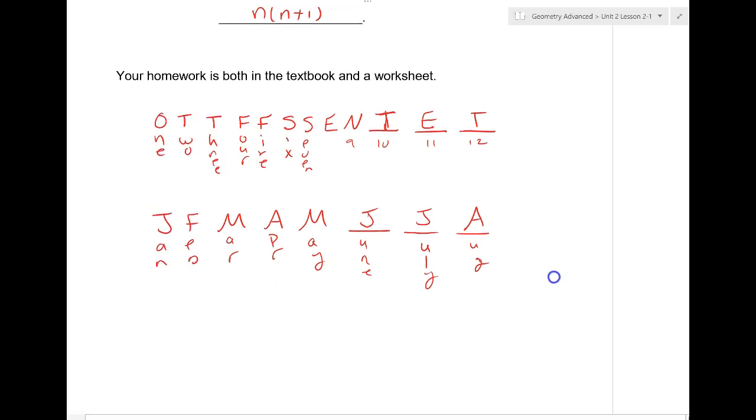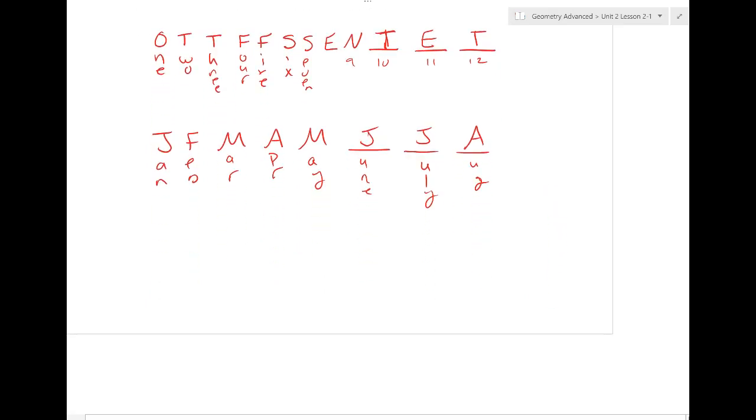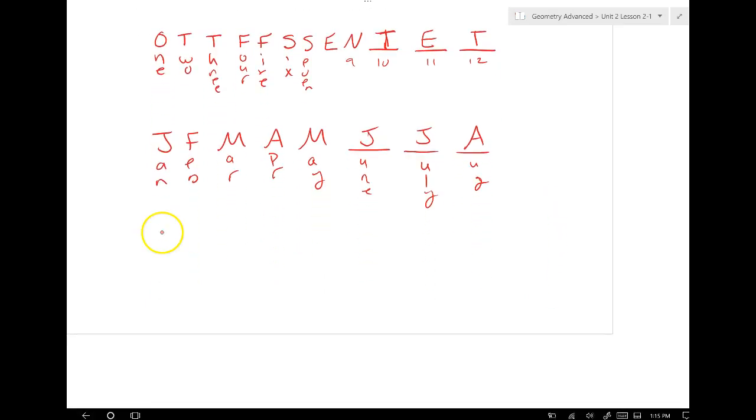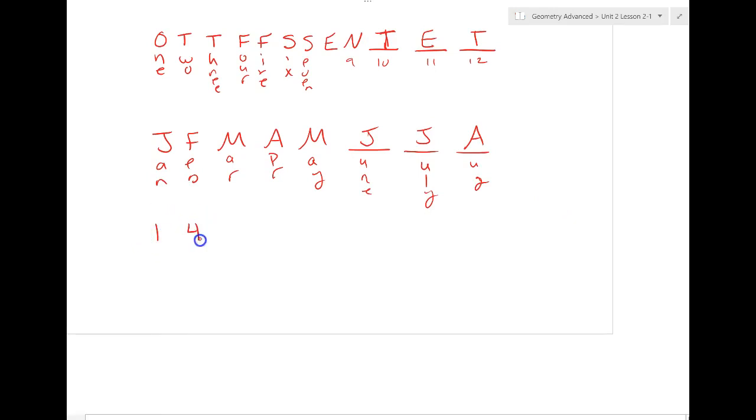Now here's one that's a little more fun. Are you guys ready? Days of the week? No, I'm not doing days of the week. Hardest thing when you're looking for patterns is being creative.